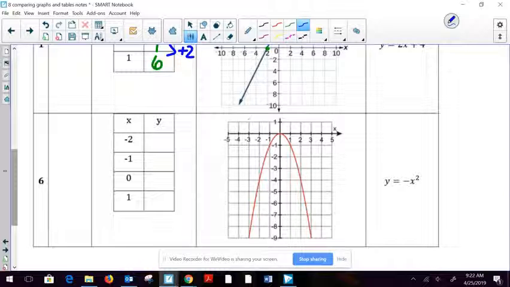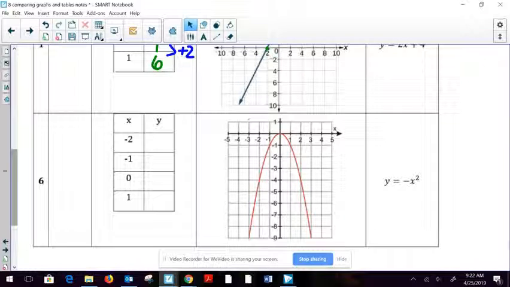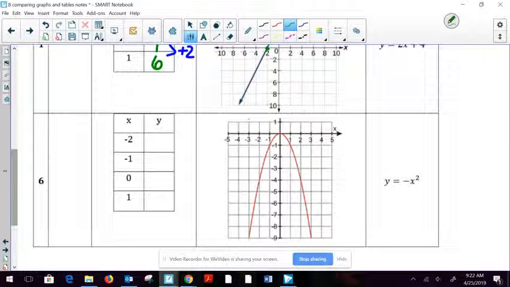If we look at our table, let's see what kind of trends happen. At -2, the value is -4. At -1, the value of y is -1. 0 is 0. At 1, it's -1 again. And just really to see this completely, I'm also going to add a 2 to our table. At 2, it is -4.